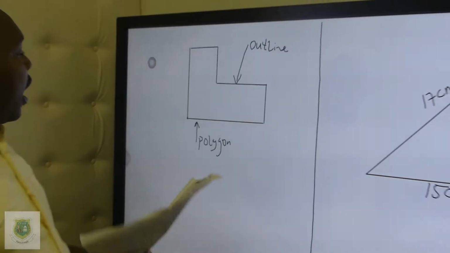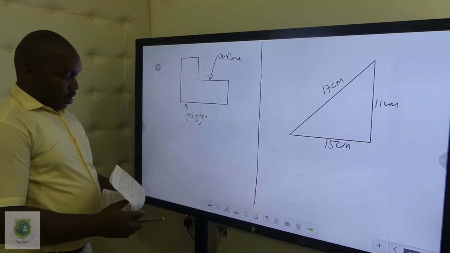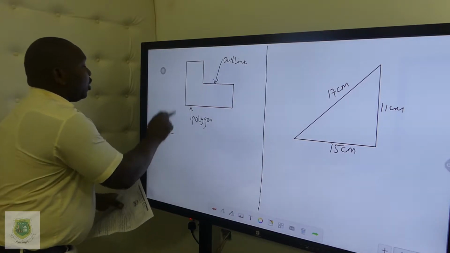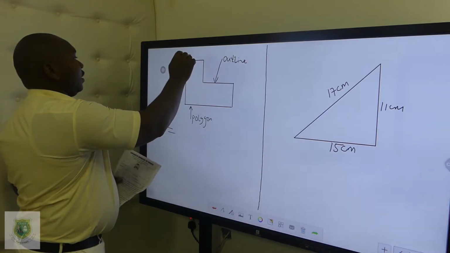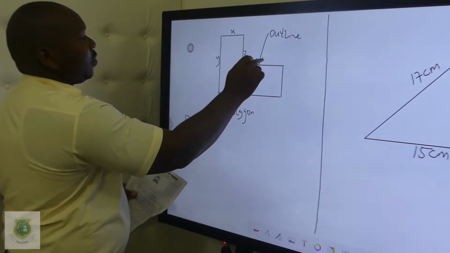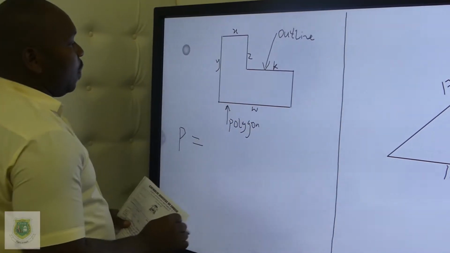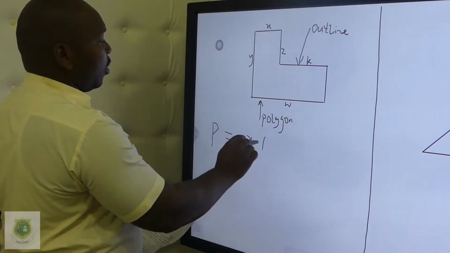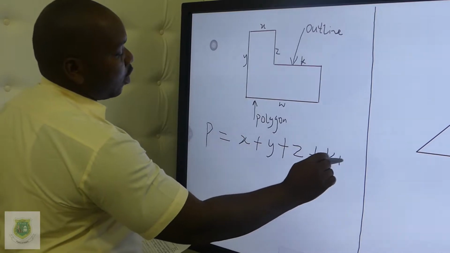So for us to calculate the length of this, or the perimeter of this polygon, let's say this place is X and this place is Y, this place is Z, this place is K, and this place is W. The perimeter of this polygon will now be X plus Y plus Z plus K plus W.